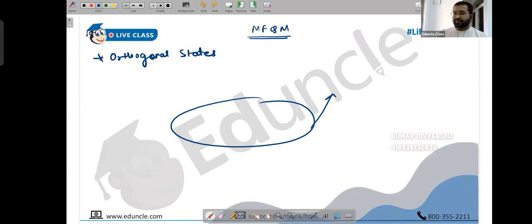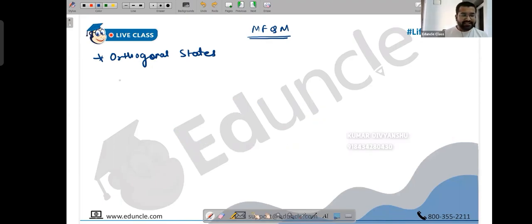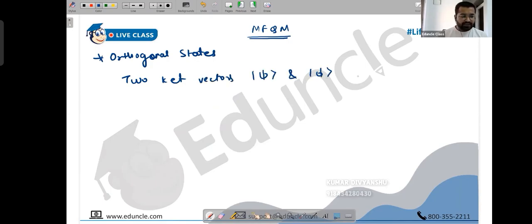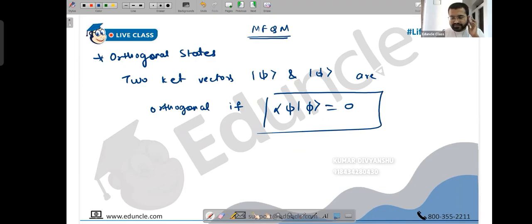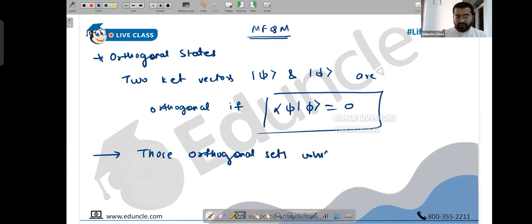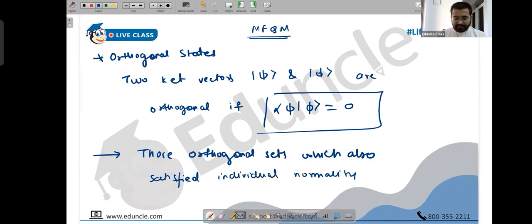A bar dot B bar is AB cos theta. AB cos 90, and cos 90 is zero. So orthogonal states, in our quantum mechanics, means that two ket vectors, for example psi vector and phi vector, are orthogonal if their scalar product is zero. If the value of <psi|phi> is zero, it's just like A bar dot B bar being zero. Next, importantly, those orthogonal sets which also satisfy individual normality. Normality means the normalization condition.